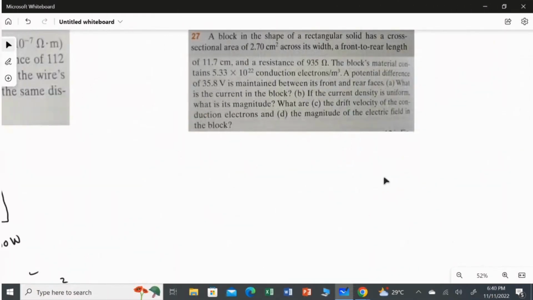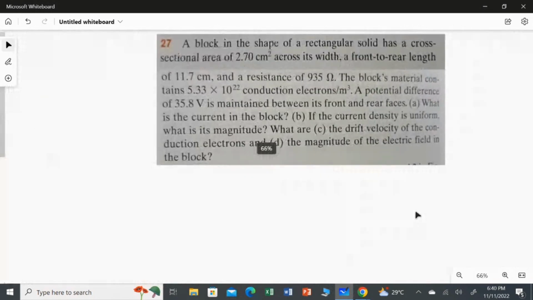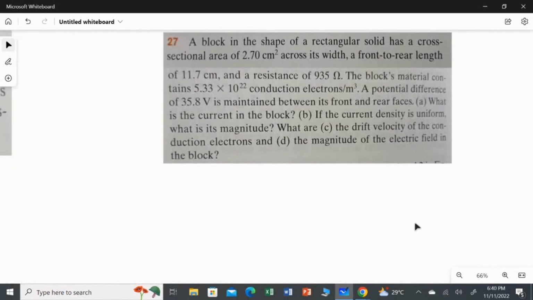I think the third question also has 4 subdivisions, so we have to answer one by one. What is given in the question? Read the question. A block in the shape of a rectangular solid has a cross-sectional area of 2.7 centimeter square across its width.